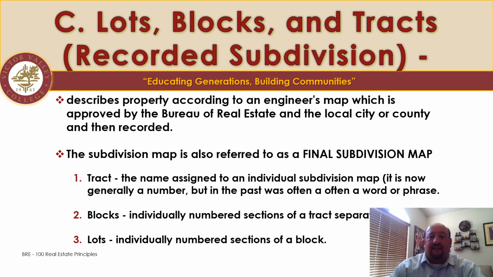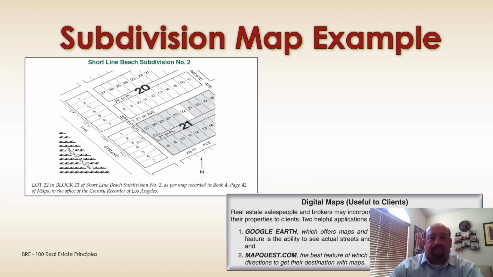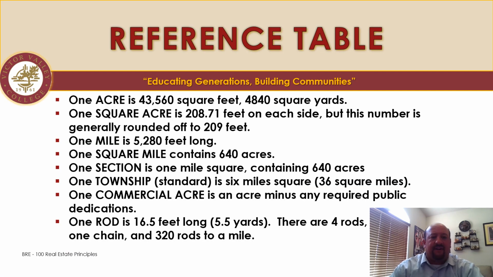Lots, blocks, and tracts, as I said earlier, are used in housing developments so that you can figure out which parcel is which. The tract is the individual subdivision map, blocks are sections of that tract, and the lot is the actual numbered parcel. And then there's an example there.